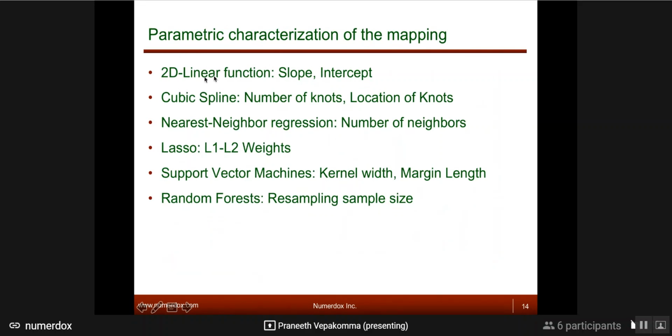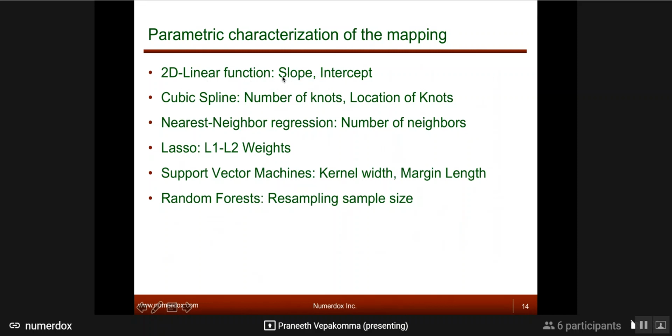So if you're fitting a 2D linear function, something like linear regression or a linear hyperplane for larger high dimensional data, all you can decide is what is the slope of my plane and what is my intercept, because beta naught is the intercept, and beta 1, beta 2, all these are the coefficients that decide the slope.